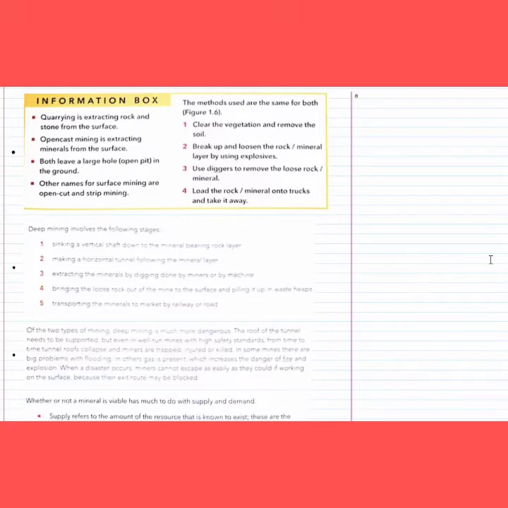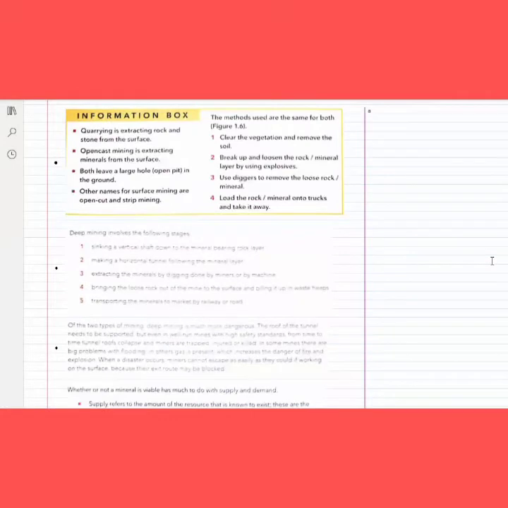And once you have broken down the rock by explosives, if you try to visualize the situation, you're definitely going to use diggers to remove the rock, right? And then when you're done with all of these things, you're going to transport it, okay? Depending on the case, you use the word stone, or sorry, rock or mineral accordingly, okay?